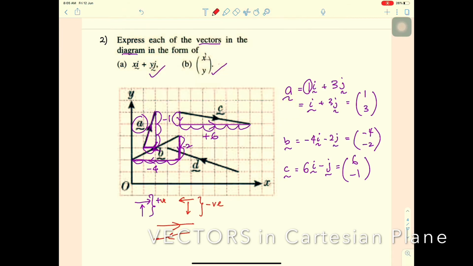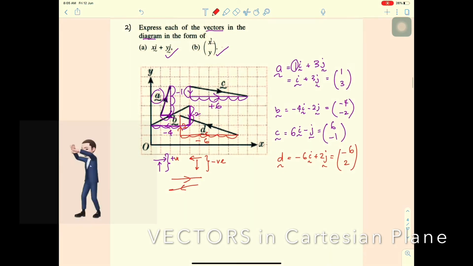How about D? 1, 2, 3, 4, 5, 6 to the left, so negative 6, and positive 2 because it goes upward. So vector D equals negative 6i plus 2j, and in matrix form (-6, 2). This is how you express a vector in the Cartesian plane with ij form and matrix form.